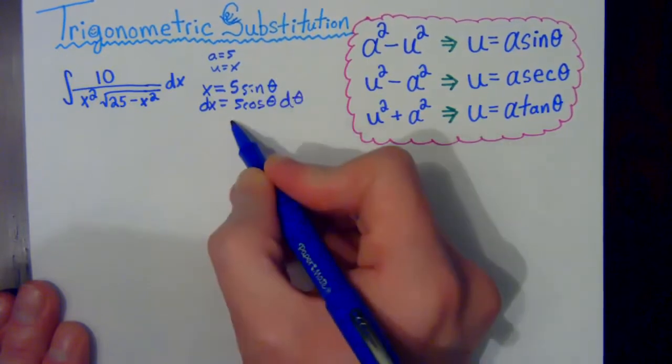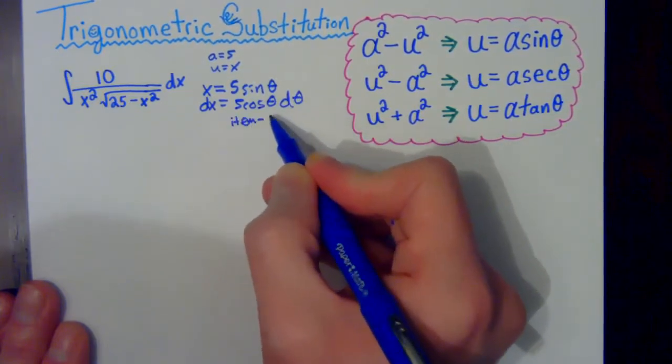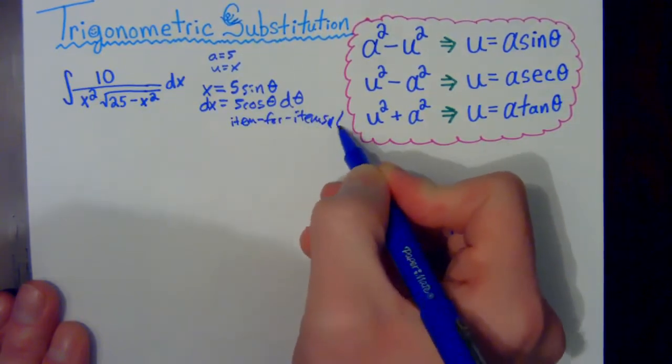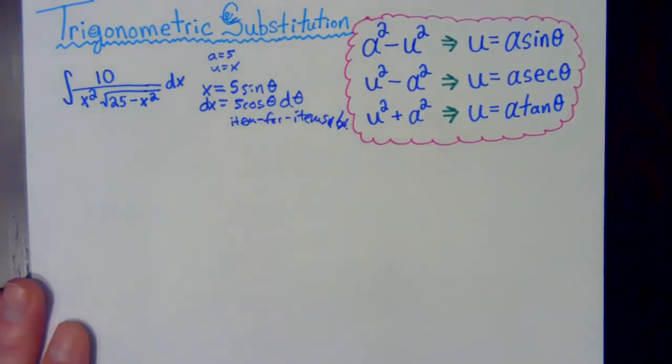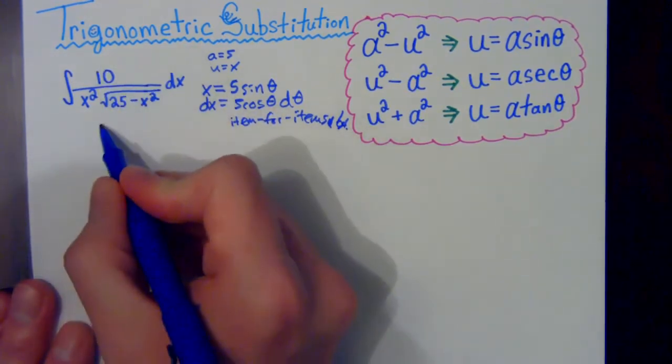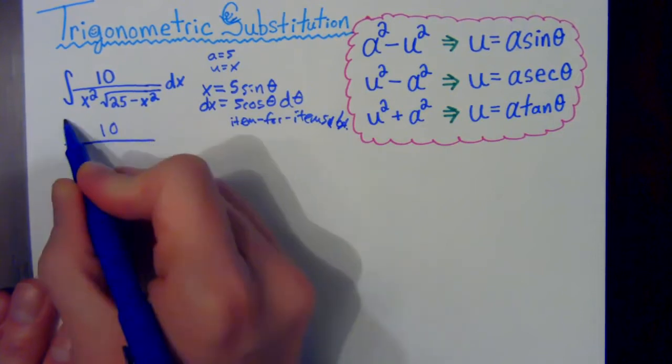And then after this, what we're about to do is item for item substitution. Everything is going to be accounted for, so no balancing or anything like that. Item for item substitution. So this 10 is just kind of there. All right, so I'm going to carry that down, and we got the integral.